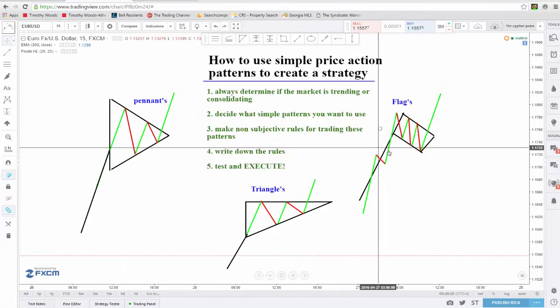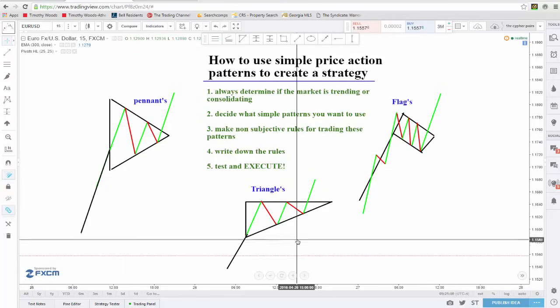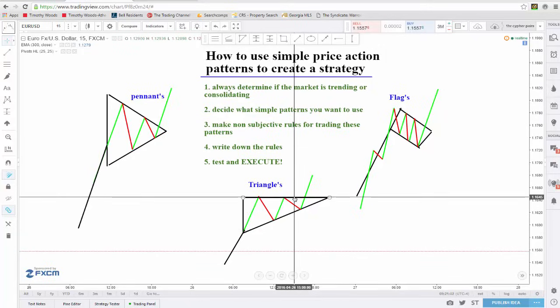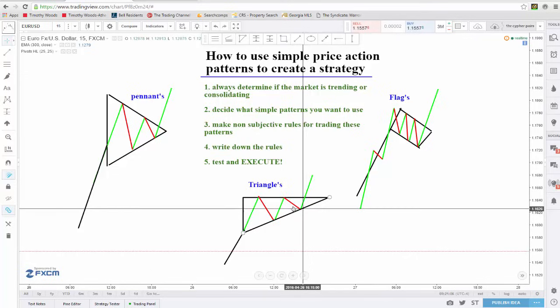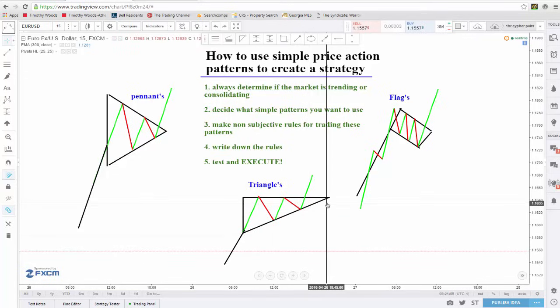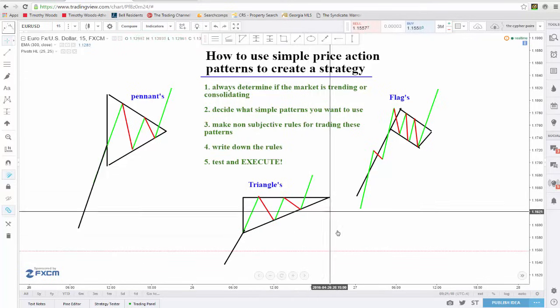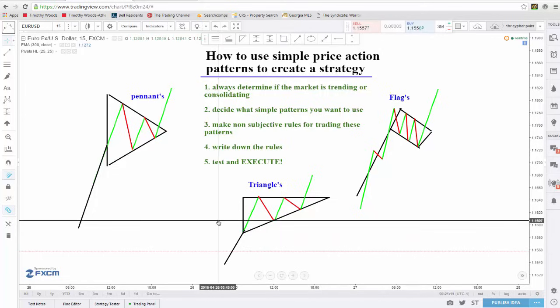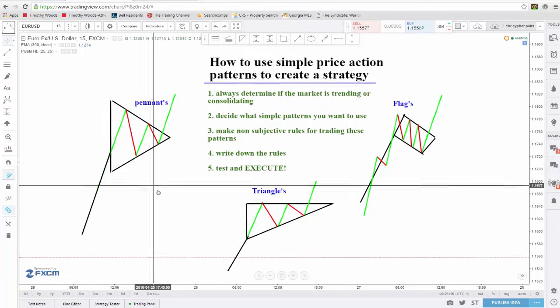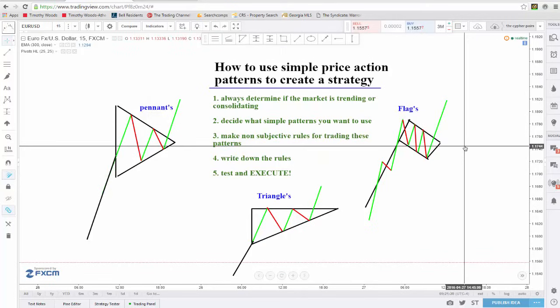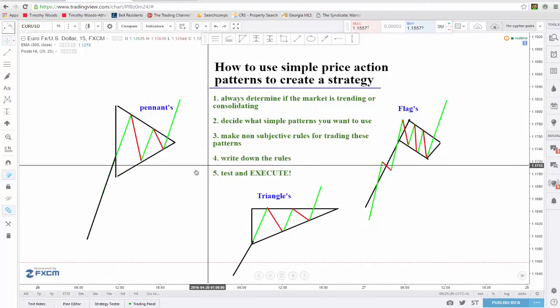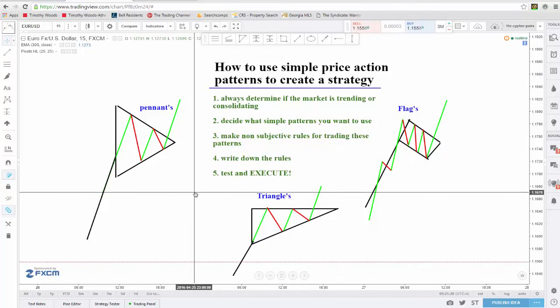Whether you're going to trade an ascending triangle based on a breakout of the highs, or you are going to trade the second support level created after a trend line is made for the bottom of an ascending triangle. That would be an example of some of the rules you would have to pick between. Same thing with the pennants, and also same thing with the flag pattern. Next, write down those rules that you have created, and the final step, step 5, test and execute your plan.